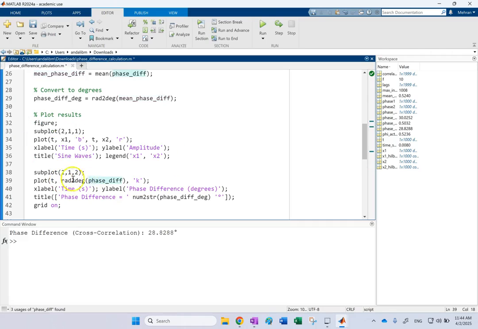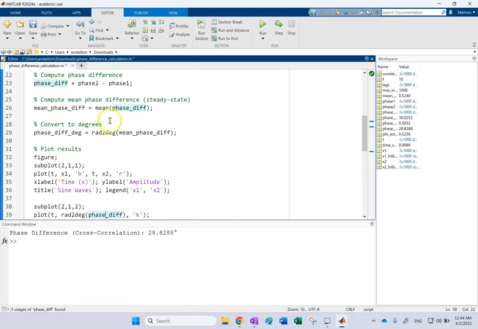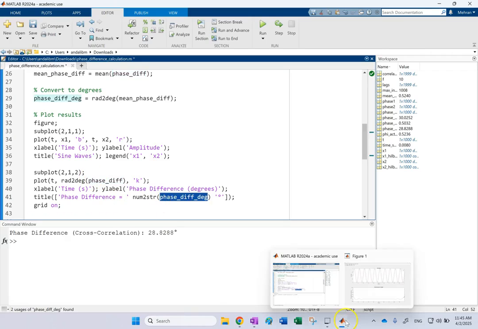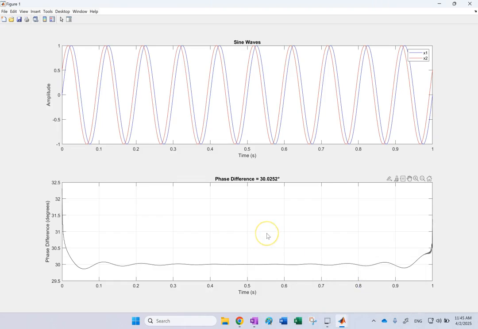The second plot is the t versus the phase difference. As I said, this phase difference is a vector. For each time point you have a phase difference. So it shows you the phase difference calculated for different time points. And then this average value is going to be shown as the title of the plot.